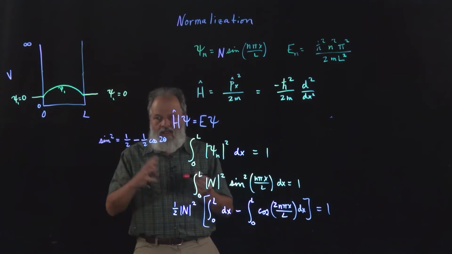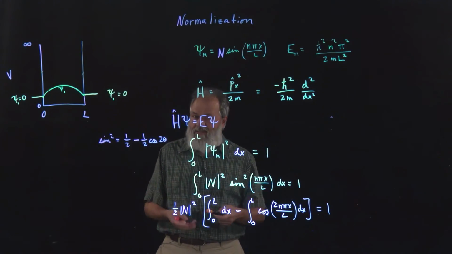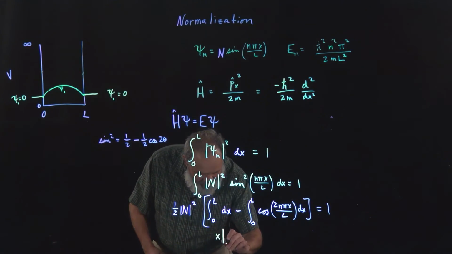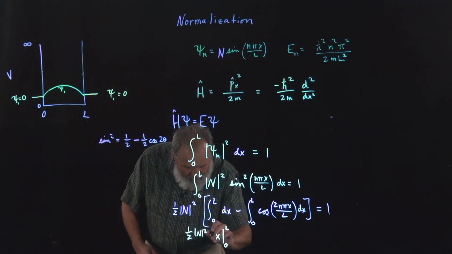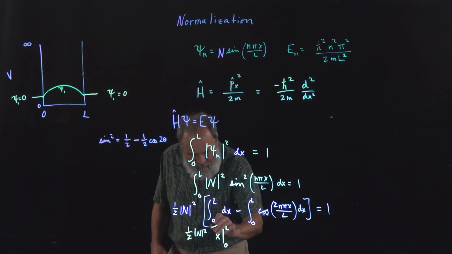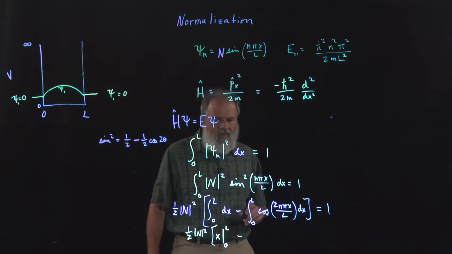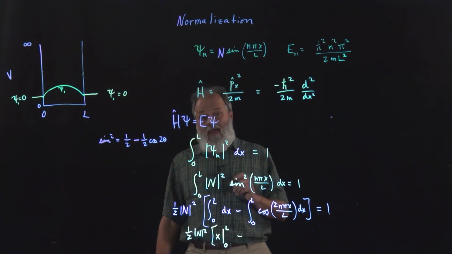Okay, so that's all we did, was we did a little trig substitution. So what's the integral of 1 dx? Well, it's x. So this is x from 0 to L times 1/2 n squared. All right, now, what's the integral of cosine? Sine.